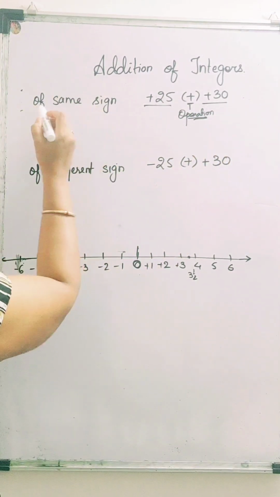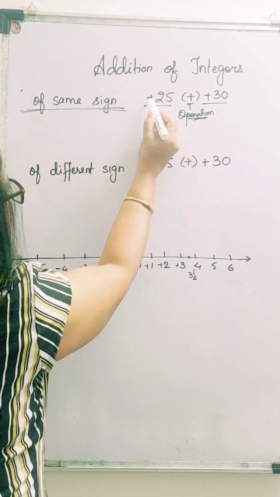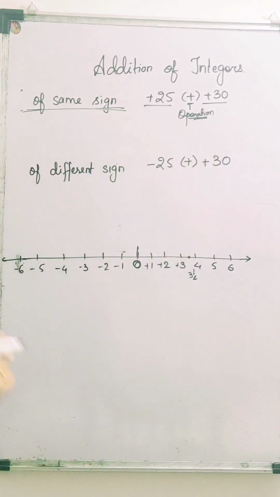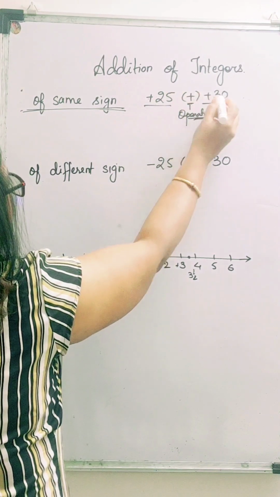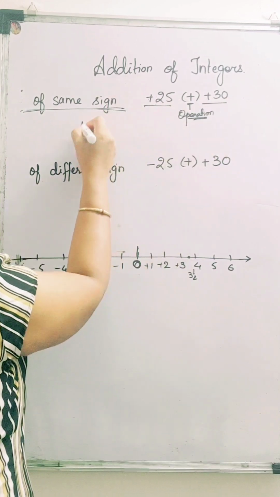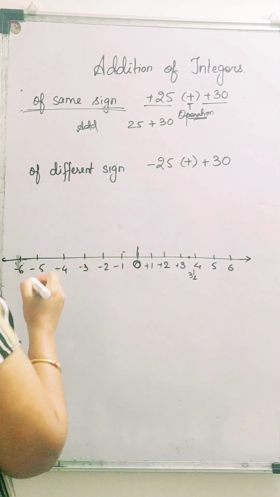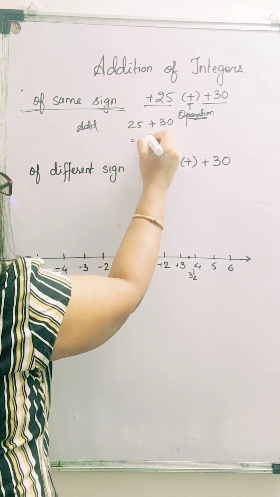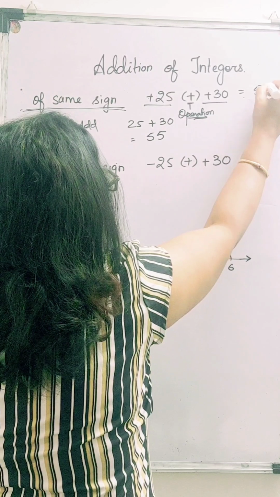So when you are doing an addition of the same sign, remember positive added with positive, what you have to do is you just have to add these two with an addition because they are same sign, you need to add them. So add 25 plus 30, right? So that comes to as 55. So my answer for this is 55.